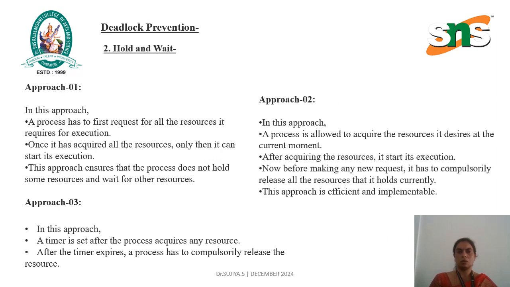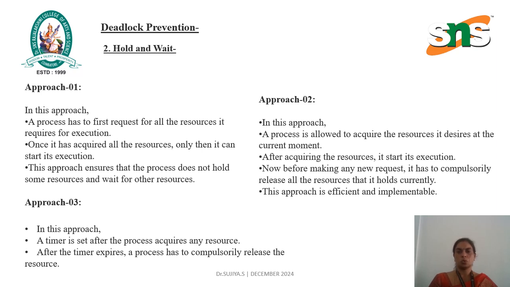And next is hold and wait. This is another deadlock prevention condition. It has three approaches: approach 1, approach 2 and approach 3. In approach 1, a process has to first request all the resources it requires for execution. Initially, the process has to declare the resources it requires, and once all the resources are allocated, it starts execution. This approach ensures the process does not hold some resources and wait for others, as they are already given prior to the task being performed.